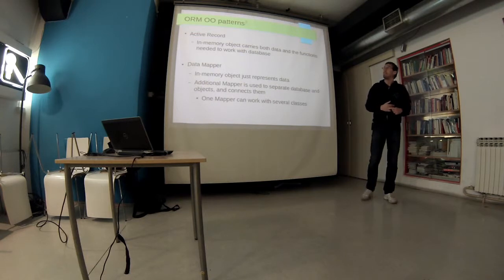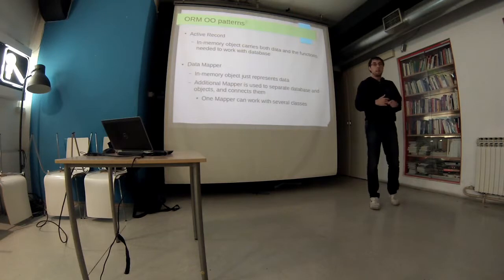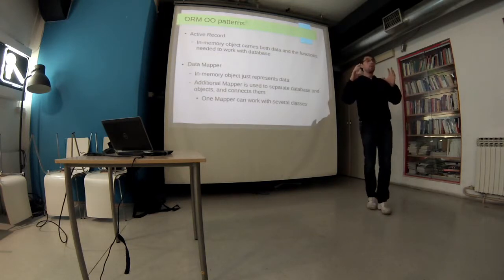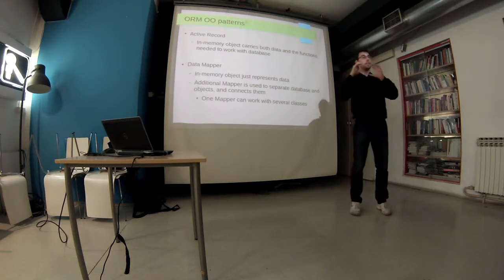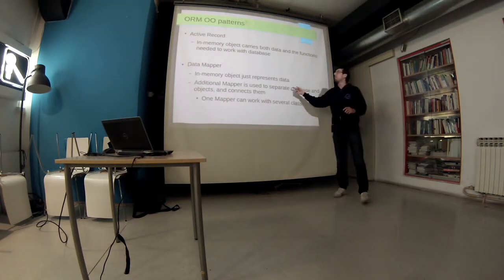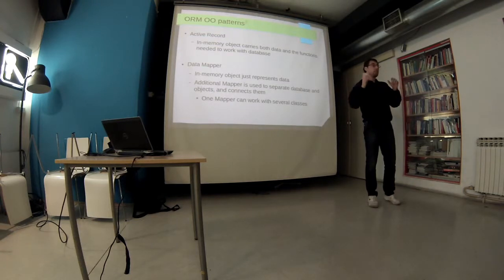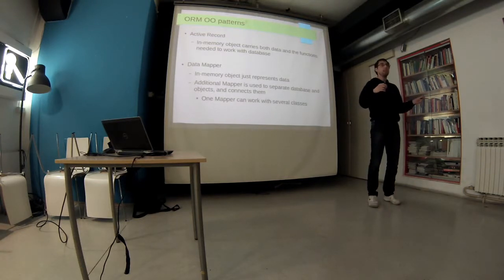Active record has an in-memory object which represents the data you want, and that object carries both the data and the knowledge how to connect to the database and how to update, insert, or whatever it needs to do with the database. So the object has all the knowledge it needs. It's self-sustaining. In data mapper systems, the in-memory data object is just data. It doesn't know how to connect to database. It doesn't know how to update or do anything with the database. Database is separated from the in-memory object.